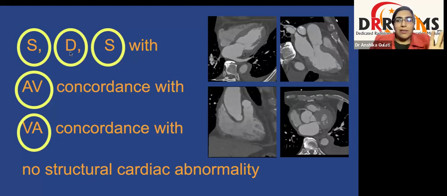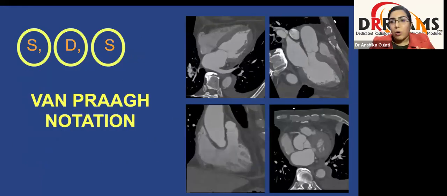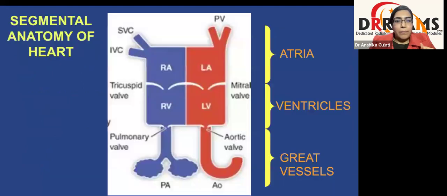Coming back to the six blank puzzle, this segmental approach of evaluation of structural cardiac diseases was given by Dr. Van Praag, and this method of writing the report is known as the Van Praag notation. So what exactly is this segmental approach? They say that the heart can be divided into three major segments: the atrial segment, ventricles, and the great arteries. We'll study these three segments one by one.